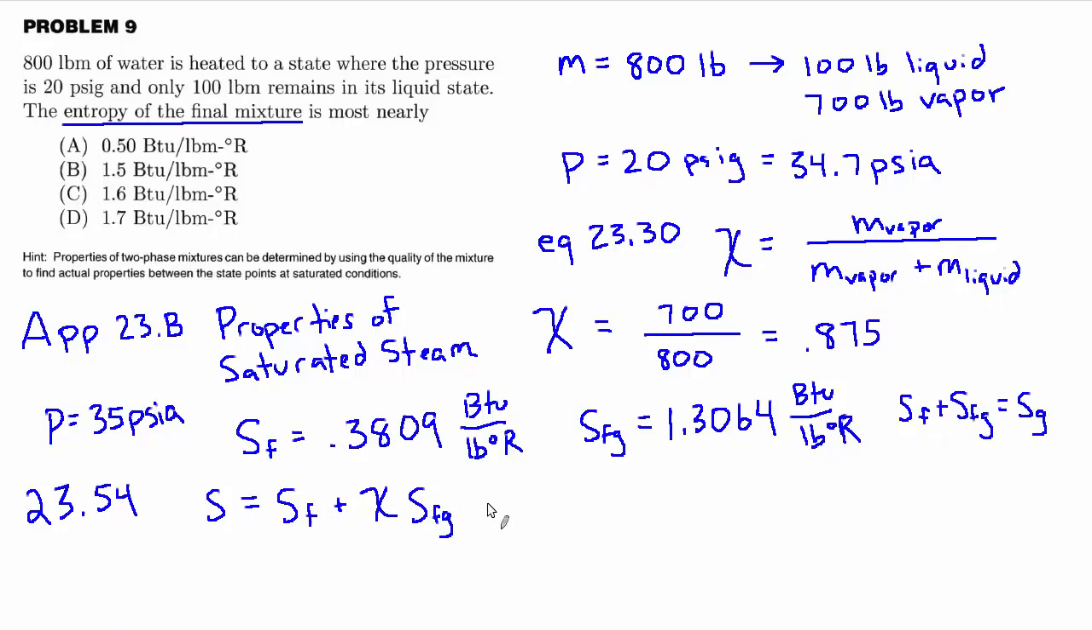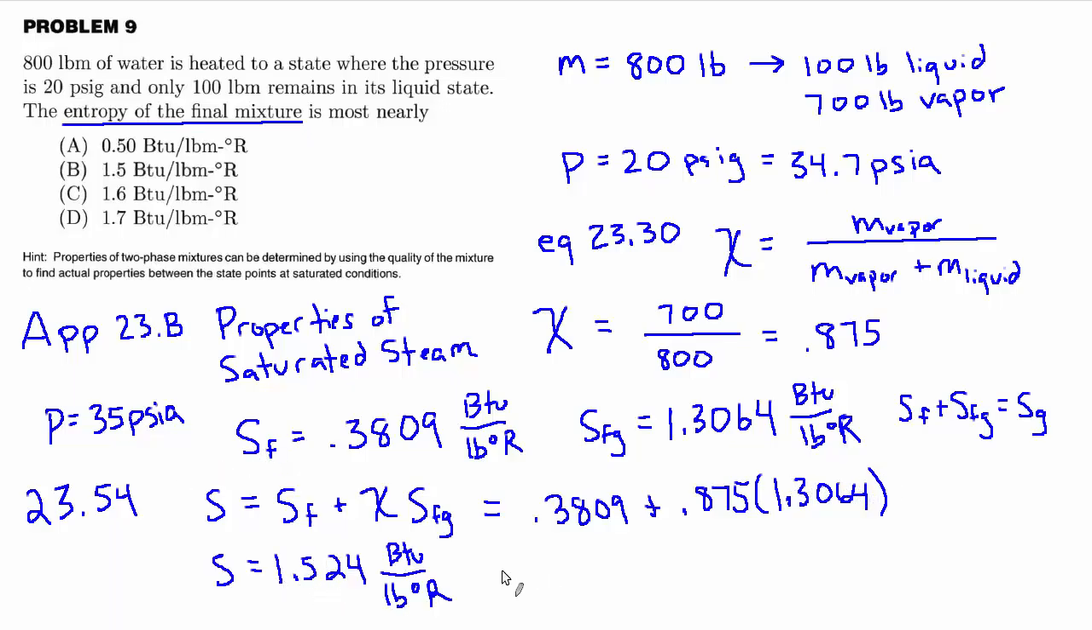Okay, so for our situation, let's plug in the numbers. 0.3809 plus 0.875 times 1.3064, and that comes out to 1.524, which is answer B. That should be pretty straightforward. This is a problem you should be able to pick up some time on.